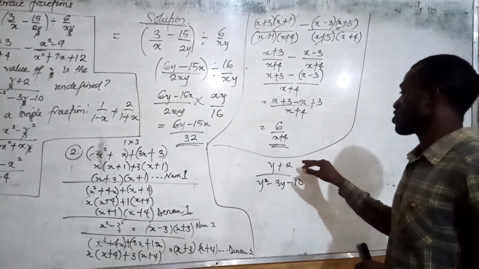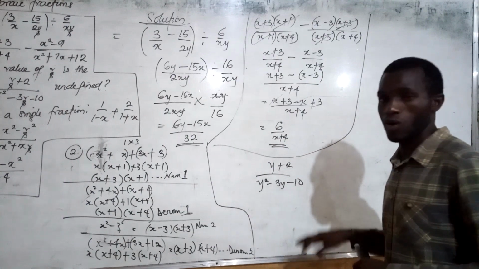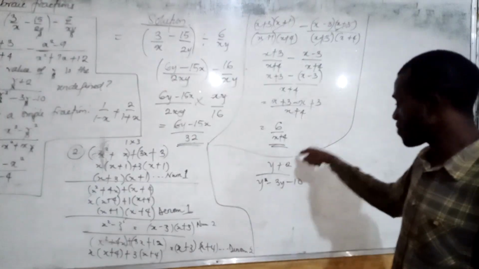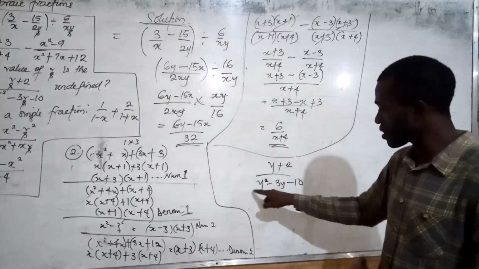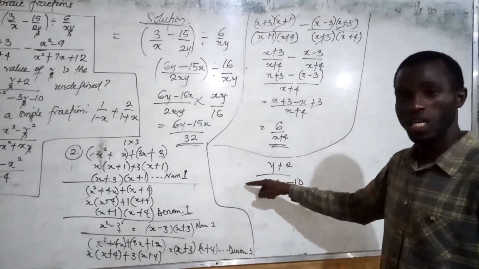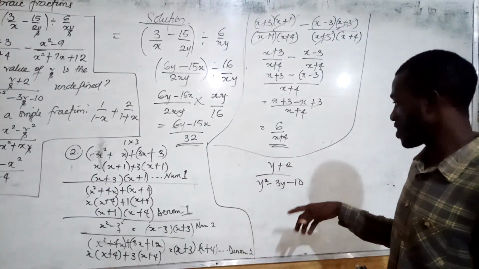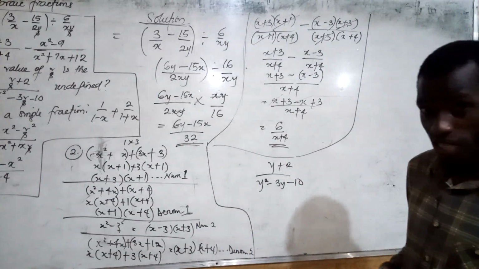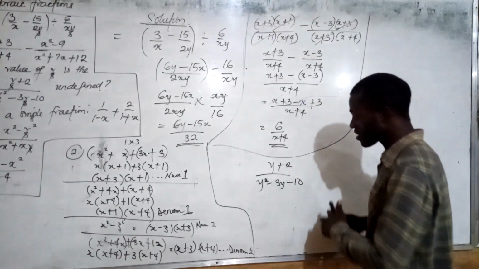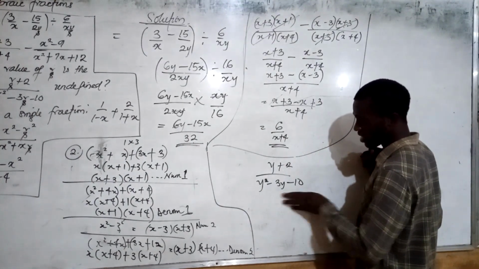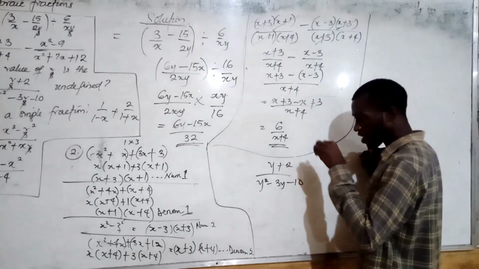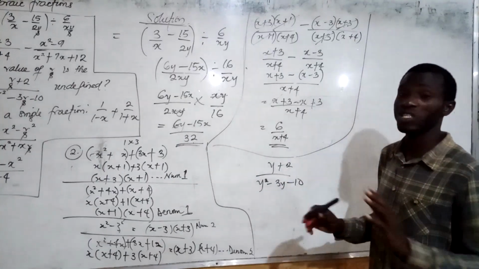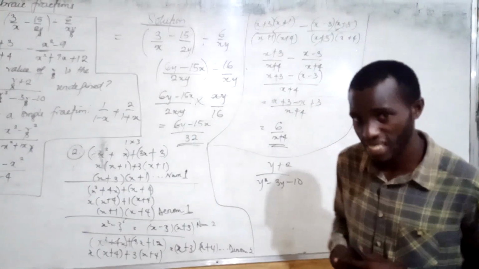So the only value of y that will make this guy undefined is the value of y that we set this expression in the denominator to 0. So if there is a value of y that sets this to 0, that's the value of y that makes this undefined. I repeat that. If there is a value of y that makes this guy turn into 0, that value of y is the value of y that makes this expression undefined, because we cannot divide by 0 in mathematics. Alright.